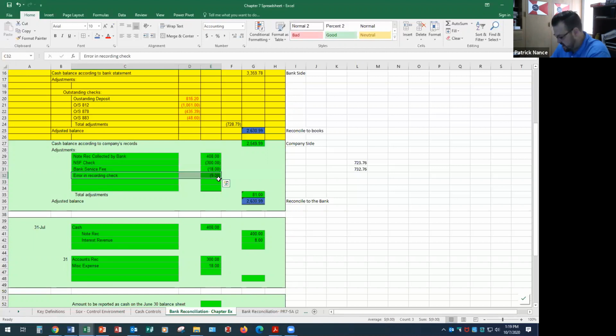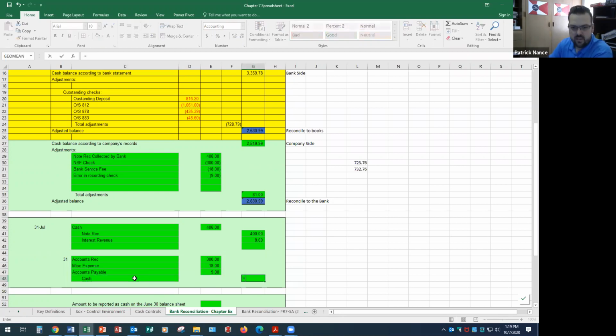And finally, my error in recording a check. I need to adjust accounts payable because right now my accounts payable shows that I owe Taylor Co. another $9 when I don't, because the check was written for $732, but I had recorded it as $723. And then I would reduce my cash by the total of those three. Those are my journal entries for the bank reconciliation.